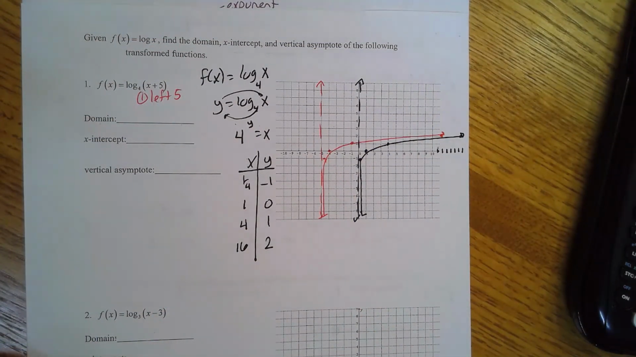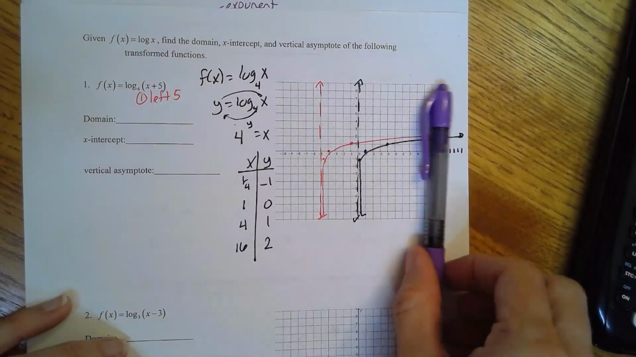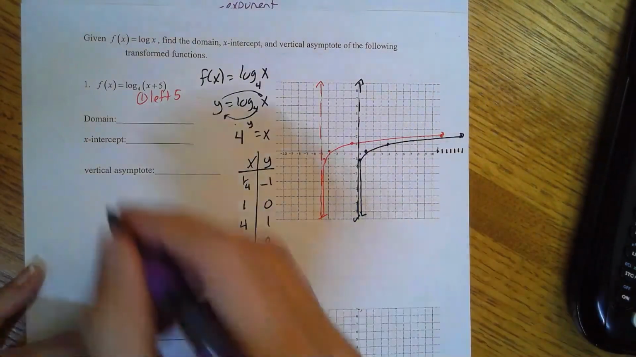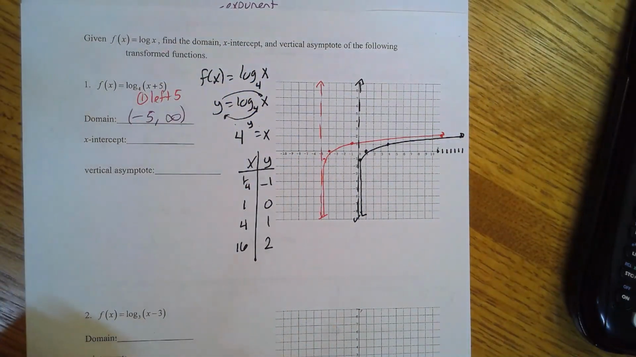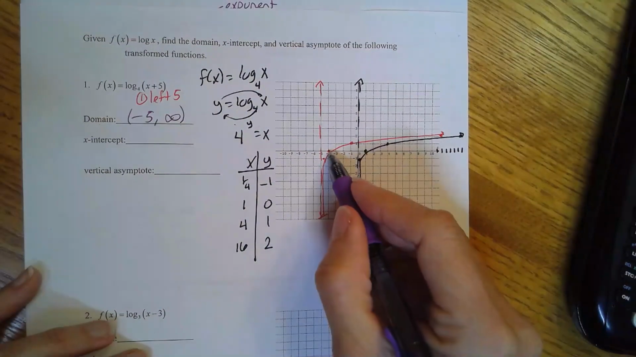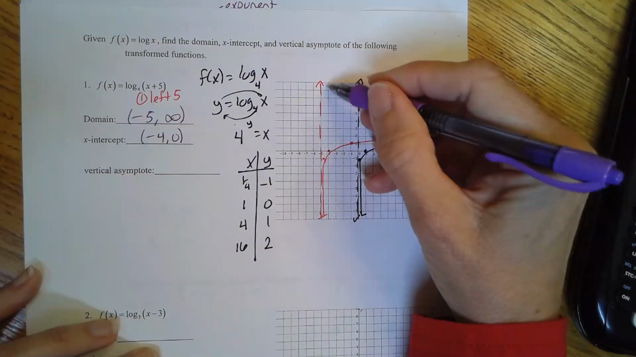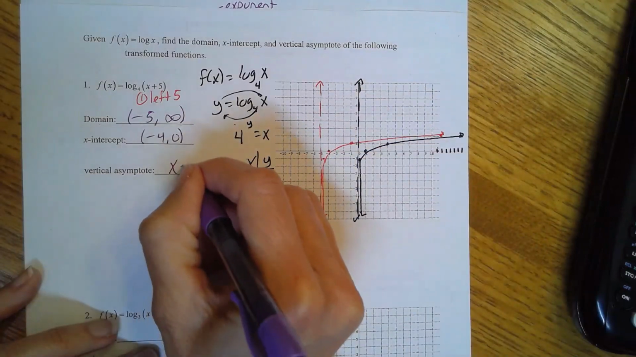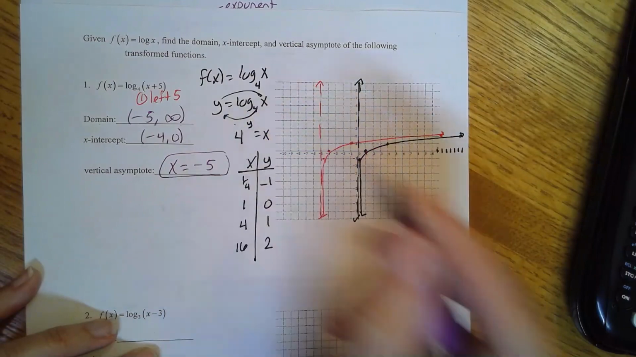So what is your domain? Going from left to right, we're going to start at -5 and everything that's greater than -5, but we cannot include -5, so make sure you use parentheses. Your x-intercept is now at (-4, 0). And your vertical asymptote is a vertical line. Don't forget the x equals, so x equals -5.